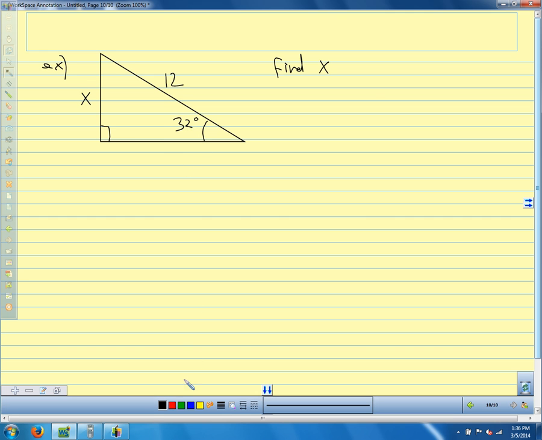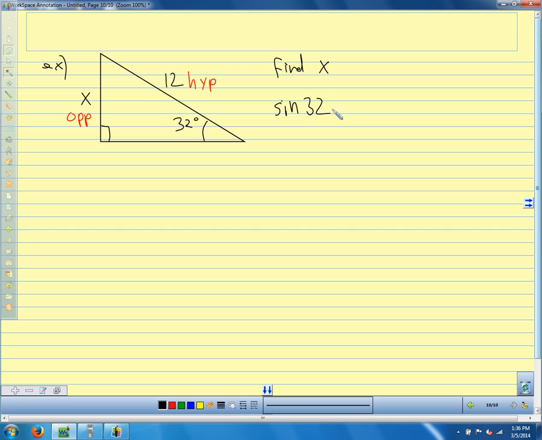follow our steps, label our triangle. Is 12 the opposite, the adjacent, or the hypotenuse for this 32-degree angle? 12 is the hypotenuse. X, opposite or adjacent for this angle? Opposite. Now I say, what trig ratio tells me about the opposite and the hypotenuse? So I look at SOHCAHTOA. Which one, sine, cosine, or tangent, tells us about opposite and hypotenuse? Sine. So since I have the opposite and hypotenuse, I'm going to write my equation.